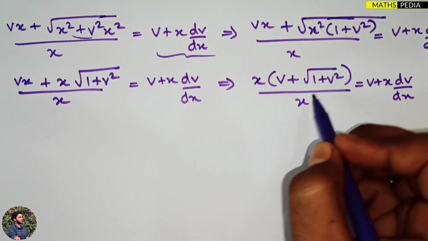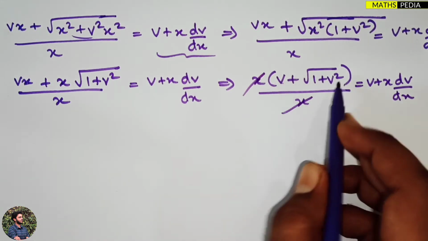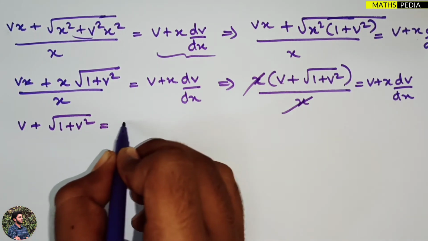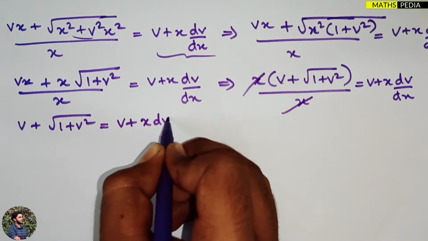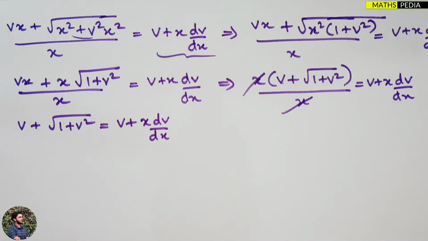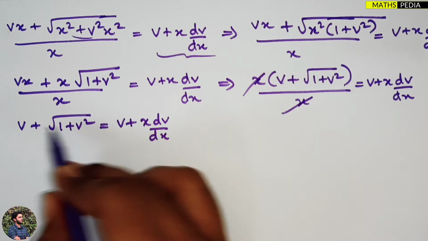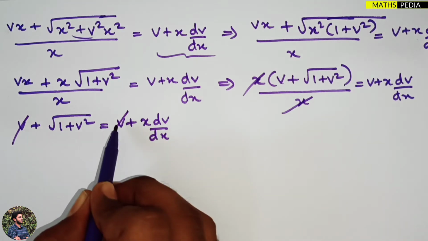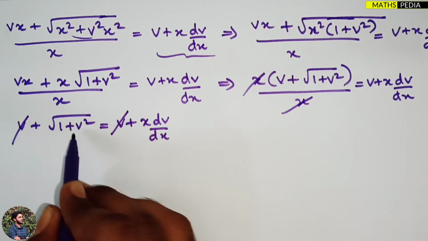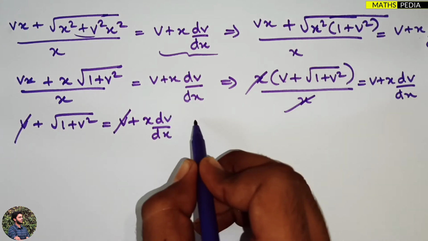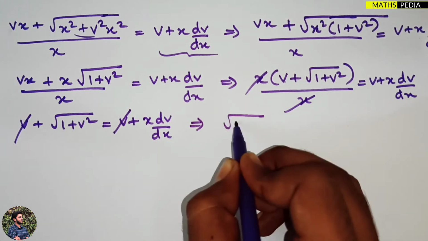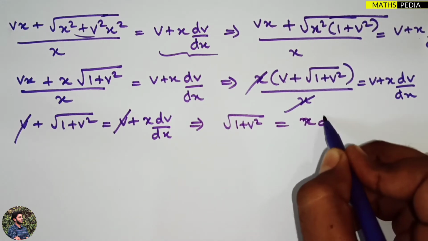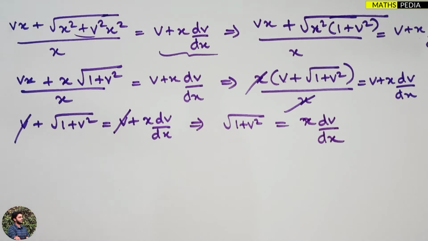Okay, so these two x get cancelled, so remaining term is v plus under root of 1 plus v square is equal to v plus x dv by dx, right? Now here you can see these two v get cancelled. Otherwise you can bring this to this side, so that v minus v is 0, same thing only. So next step, that implies square root of 1 plus v square is equal to x into dv by dx is the remaining thing, correct?